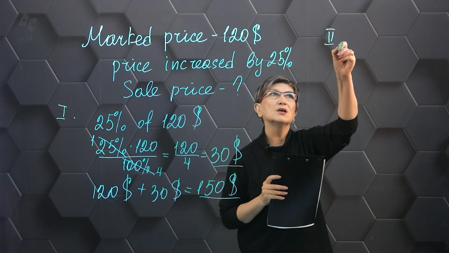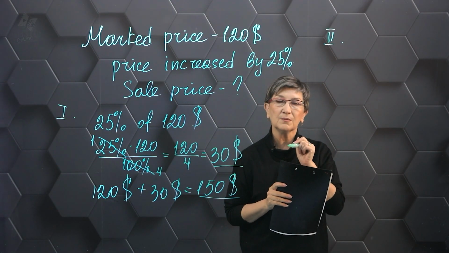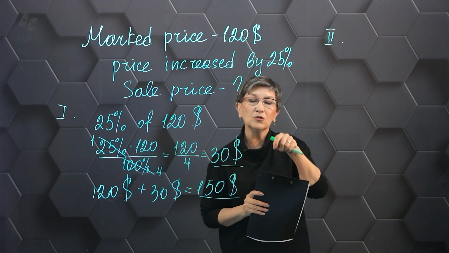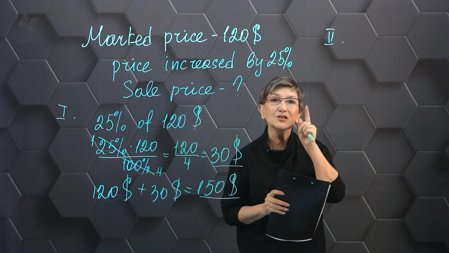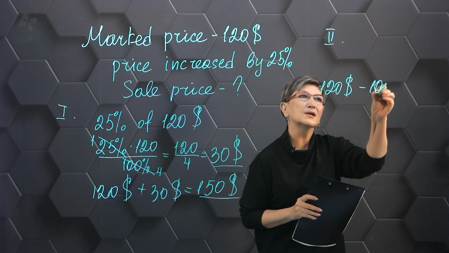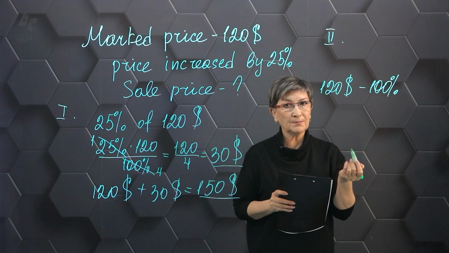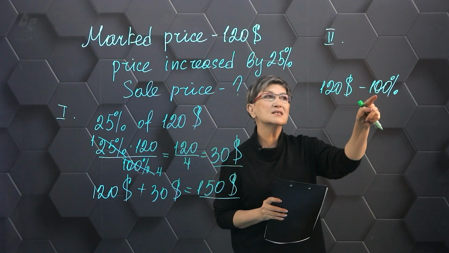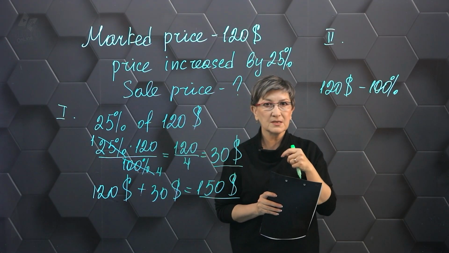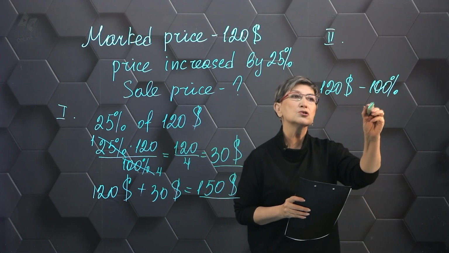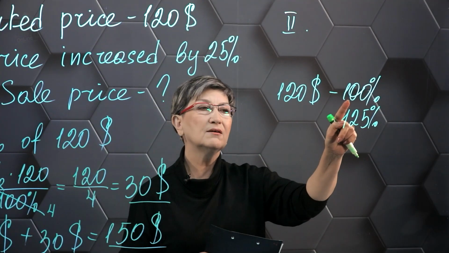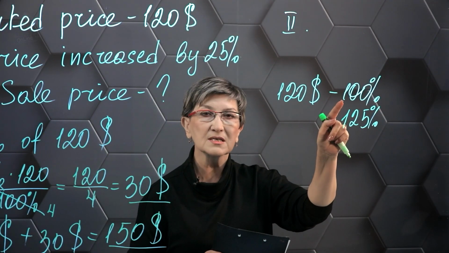The second way that I want to emphasize is that you have to learn to indicate the original price of the item as 100%. Now $120, that's 100%. And how much of that percent do we need to find? If the price of an item was 100% and increased by 25%, then the price of the item is 125%. Once again, the original price of the good was 100%.